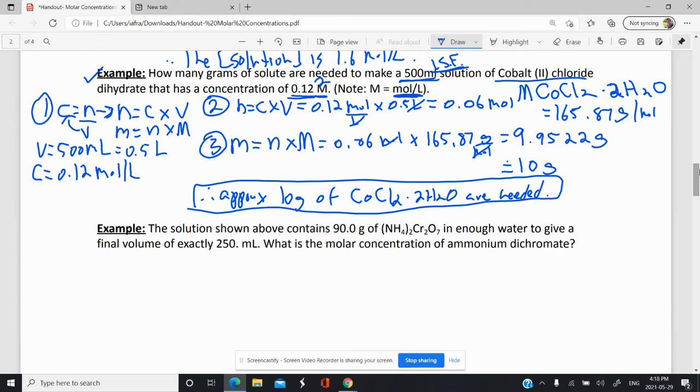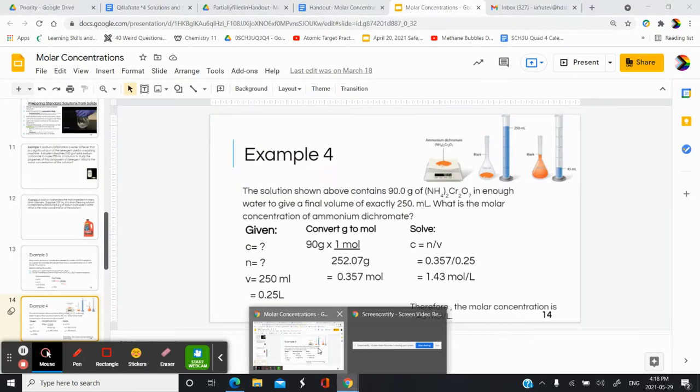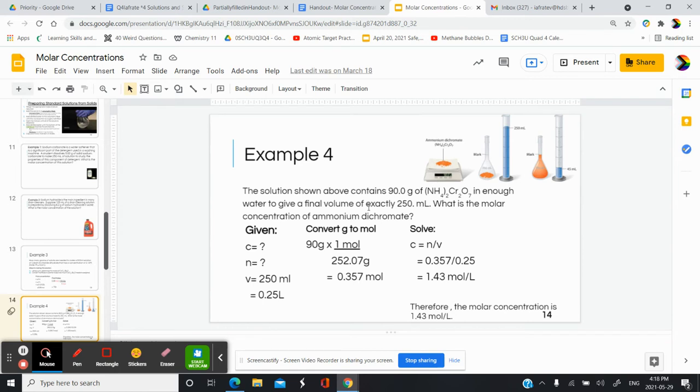So let's take a look at another example over here. The solution shown above contains 90.0 grams of our ammonium dichromate in enough water to give a final volume of exactly 250 mils. So we have 3 sig figs there and 3 sig figs here, just to identify that early. What is a molar concentration of the ammonium dichromate solution? So where's that picture exactly? It's right over here. This is the picture that's referring to. I just didn't put it in the handout. So you can take a look at that there.